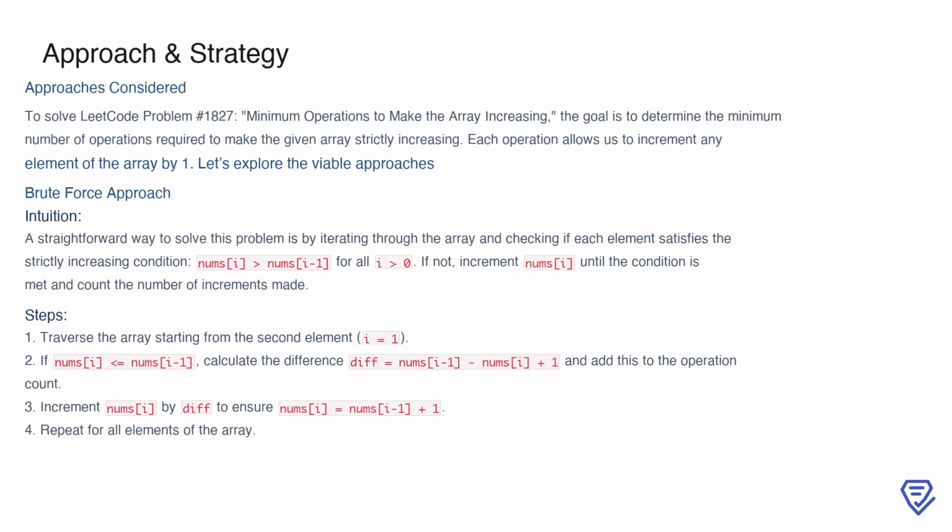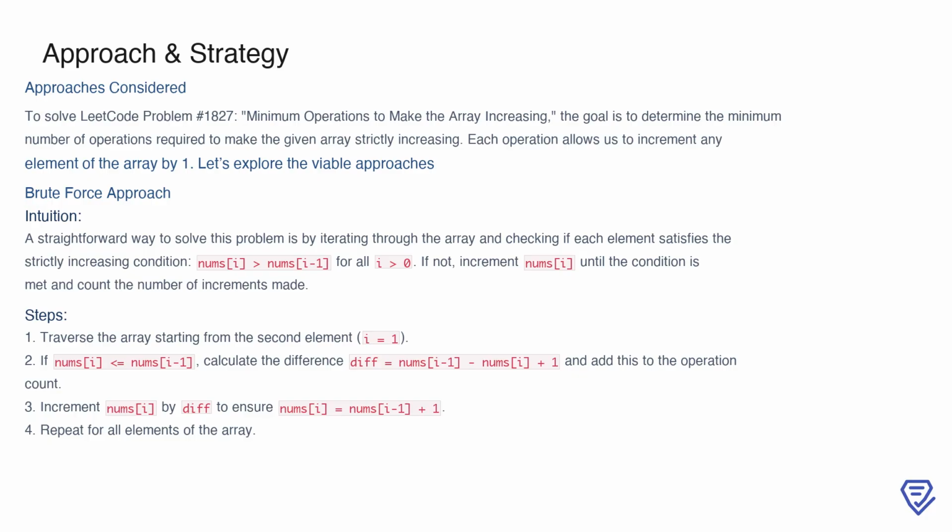To solve problem number 1827, the task is to determine the minimum number of operations required to make the given array strictly increasing. In this context, an operation allows us to increment any element of the array by 1. One possible approach to solving this problem is the brute force method. The intuition here is simple.